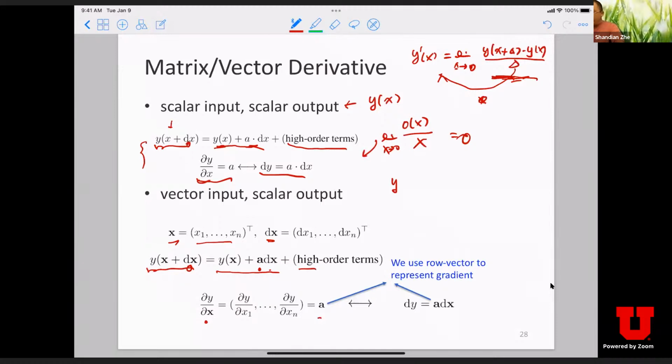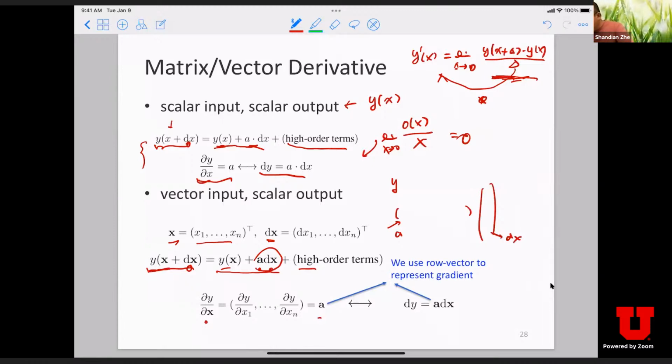So here we should be aware of something. First, dx here is a vector. And you see that y(x) plus dx is still a scalar. Remember, y is a scalar. So we just mentioned y(x) is a scalar. So if you want this guy to be a scalar, a must be a row vector. That means this is essentially some row vector times some column vector. So this guy is dx, and this guy is a.